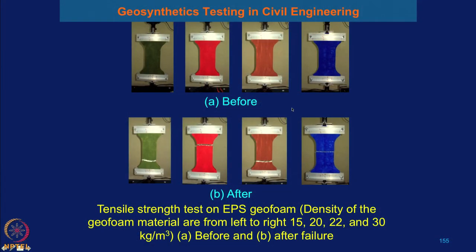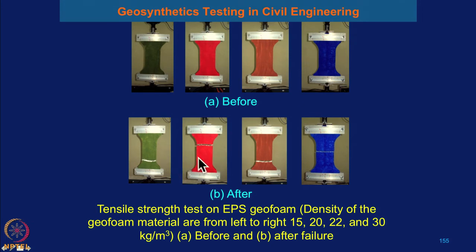I will show you some other types of EPS geofoam samples with defined densities, and you can observe what kind of failure it is. Here is the tensile strength test of EPS geofoam, as I said, with densities 15, 20, 22 and 30 kg per meter cube. This is before the test, and you can see after the test.